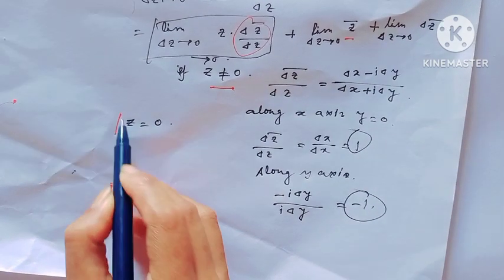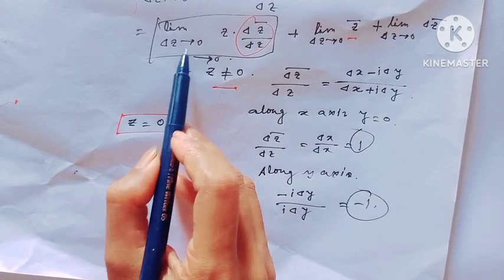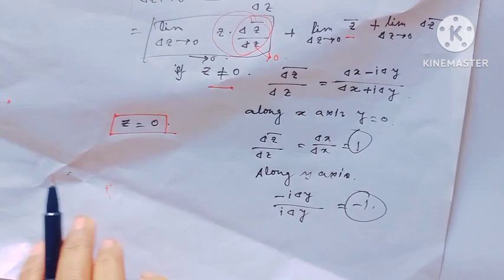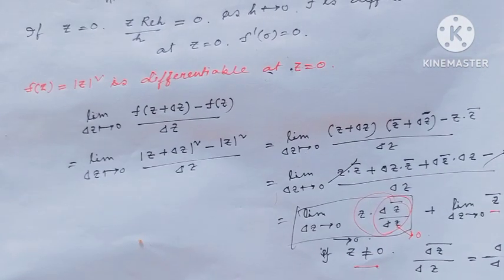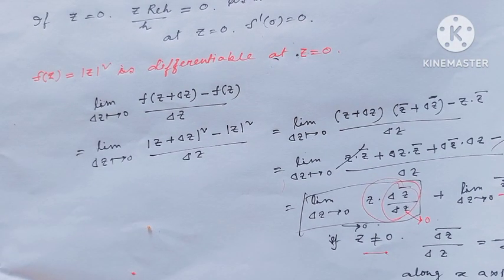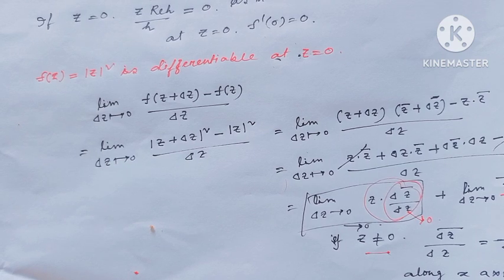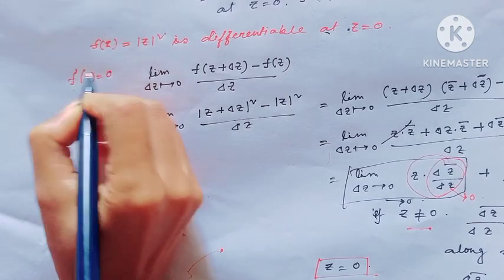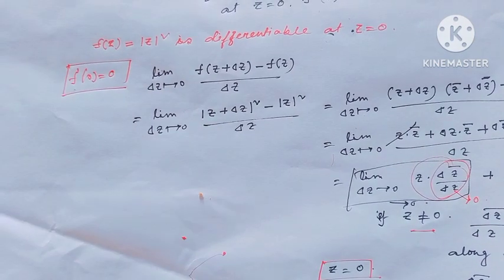But when z equals 0, then obviously this value tends to 0. So the function f(z) equals mod z square is only differentiable at z equal to 0. Then f prime 0 would also be equal to 0.